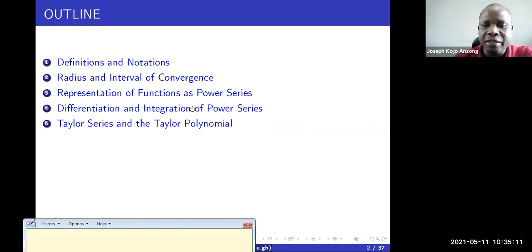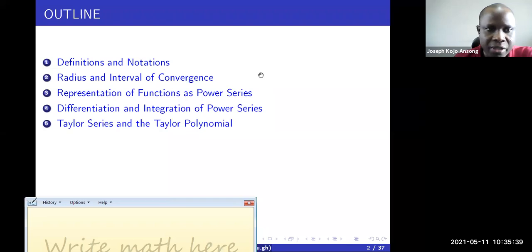Once you know how to differentiate and integrate power series, it helps you to be able to represent given functions as power series. And then we'll look at Taylor series and Taylor polynomials. How in general, given a function, how do you represent it? And then how do you actually show that the function or the series that you obtain actually represents the function that you've been given. Okay, so that is what we're going to do in the next couple of minutes. So this will probably cover a couple of videos. So watch out for different parts of the video.